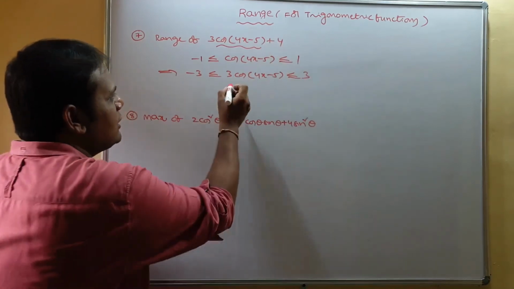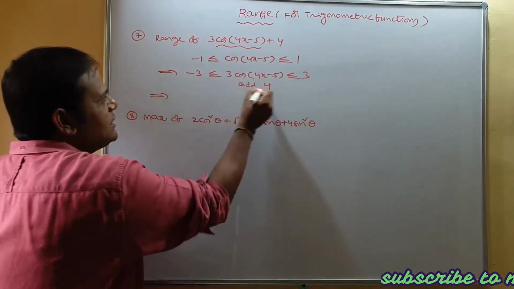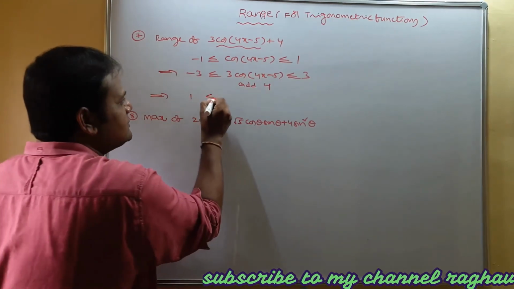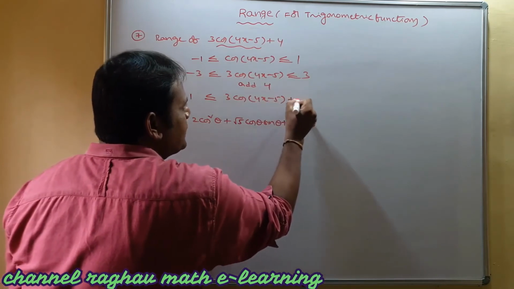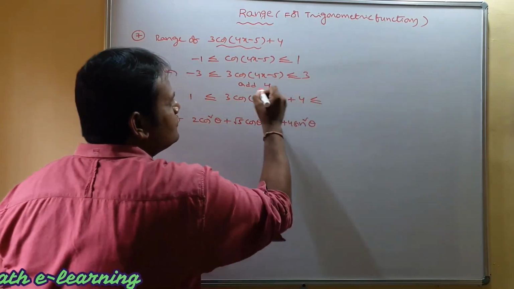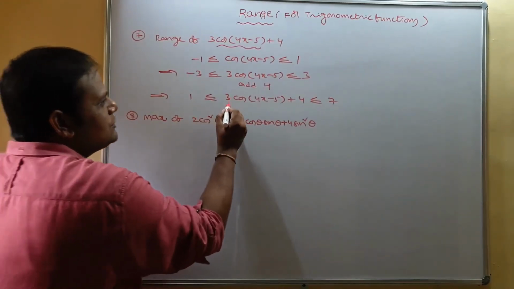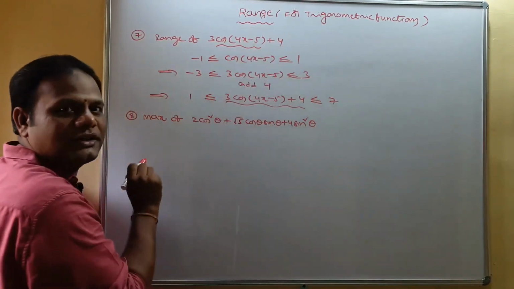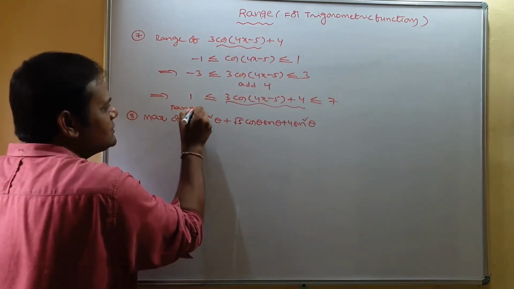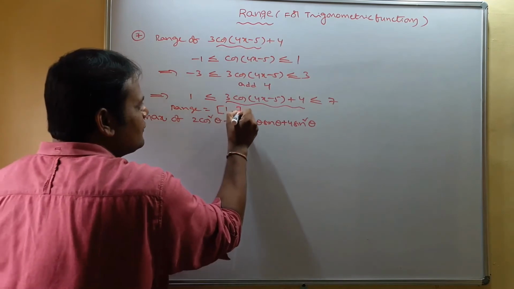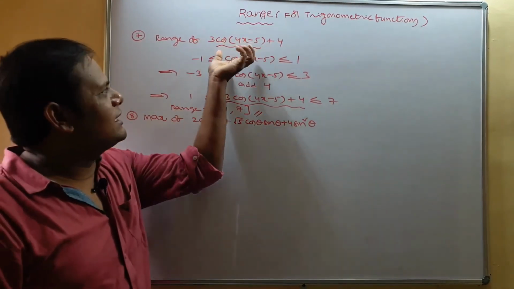We want 3 cos 4x minus 5 plus 4. So add 4. What we get? Minus 3 plus 4, it is 1, less than or equal to 3 cos 4x minus 5 plus 4 less than or equal to 3 plus 4, it is 7. Is it clear? So the given function is between 1 and 7. So can you tell what is the range of this function? Closed interval 1 to 7. Is it clear?